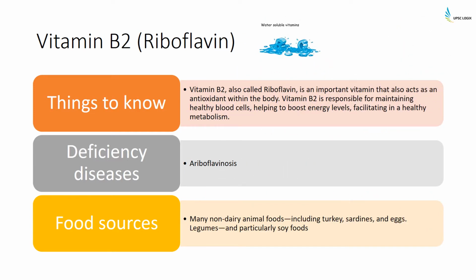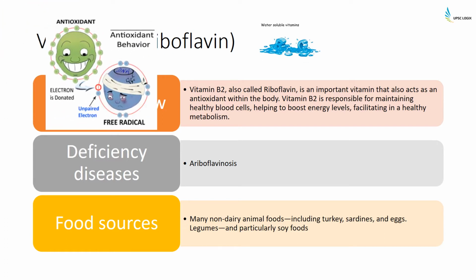So let us have a look at vitamin B2, also known as riboflavin. This is a water-soluble vitamin and the role of vitamin B2 is to act as an antioxidant within the body. So it is basically responsible for maintaining healthy blood cells and helps in boosting energy levels and facilitates a healthy metabolism. So if you have a look at this picture, what an antioxidant does is it donates an electron to a damaged blood cell or wherever it is required and therefore makes it healthy again and maintains it.